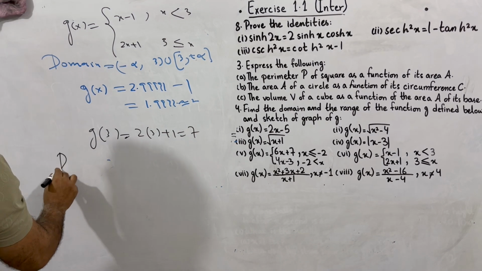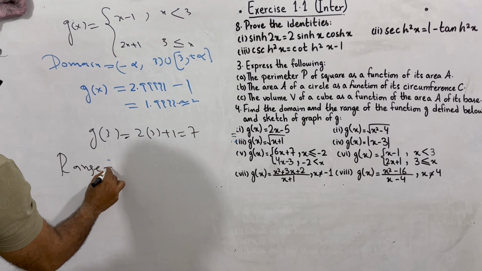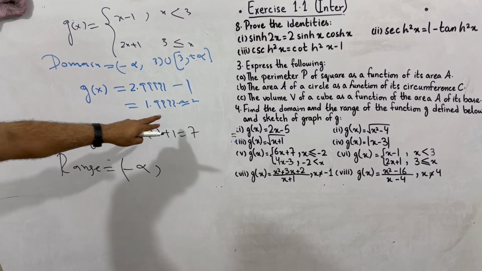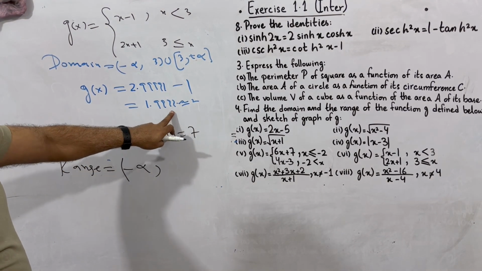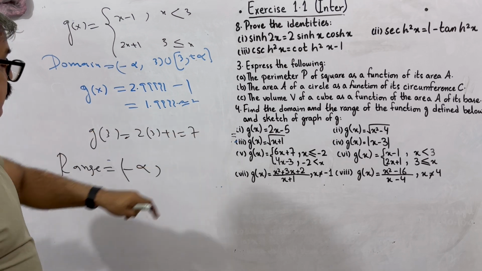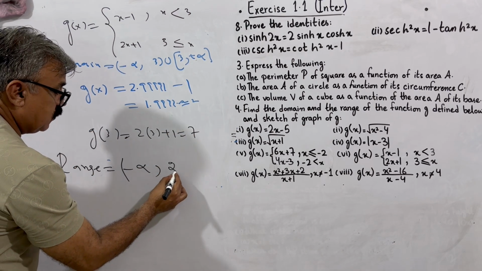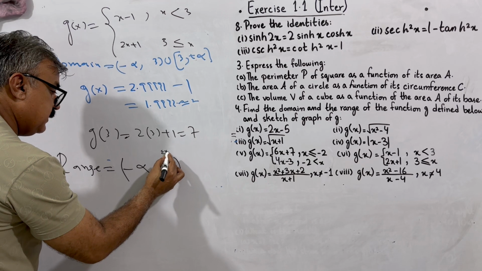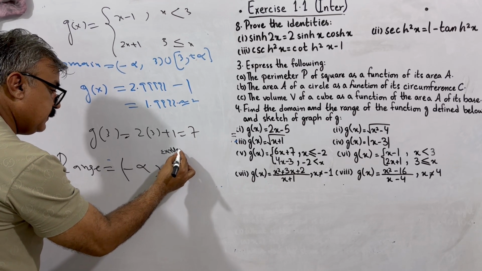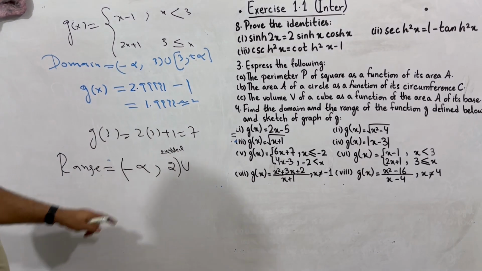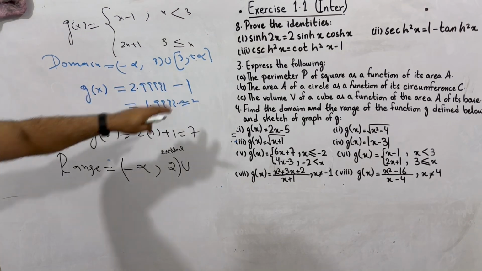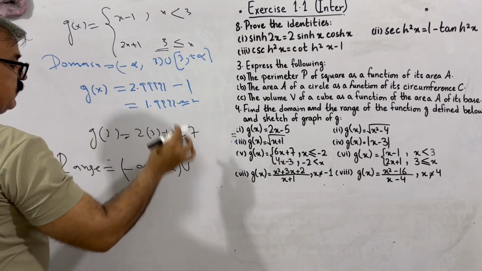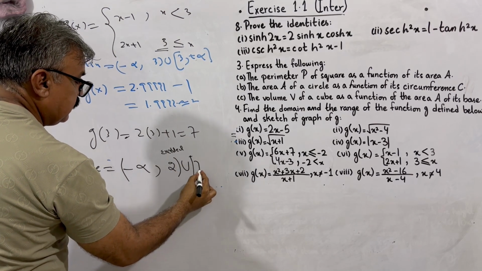So the range is going to be minus infinity to 2, discarding this 2. 2 is not included. We get 1.99, but 2 is excluded. I write an open interval, meaning 2 has been excluded from the range. Union, then for this interval, the minimum value is 7. The range starts from 7 to positive infinity.